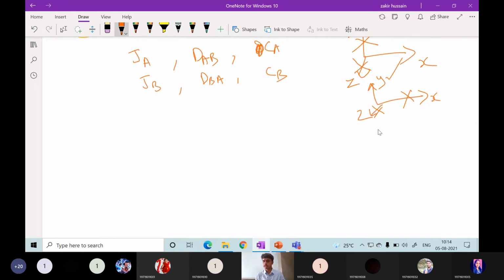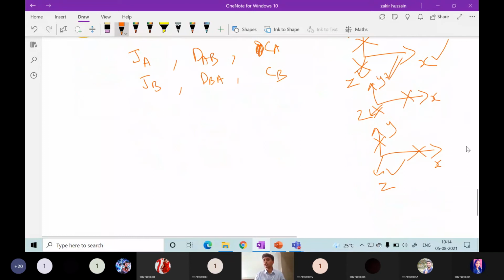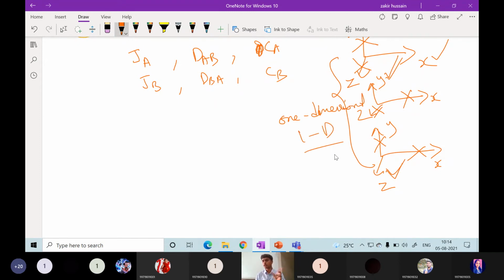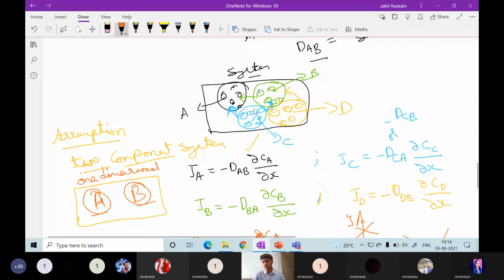Or you can do another thing also. X, Y, and Z. In this one, you can neglect X and Y and only consider Z. In the first case you consider X, in the second case you consider Y, in the third case you consider Z. Only one is valid. These are all known as one dimensional. This is a 1D picture only, not 2D or 3D. For your syllabus, only one dimensional, and that too only a two component system. That is the assumption for your whole syllabus. You need not worry about multi-component systems.